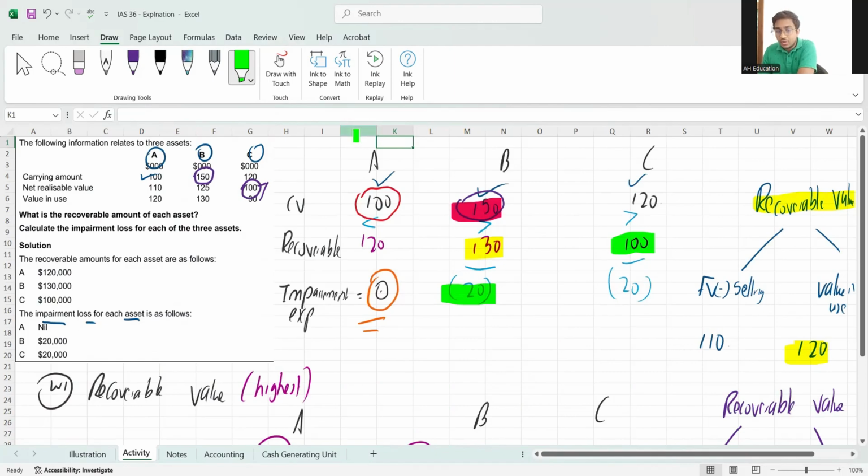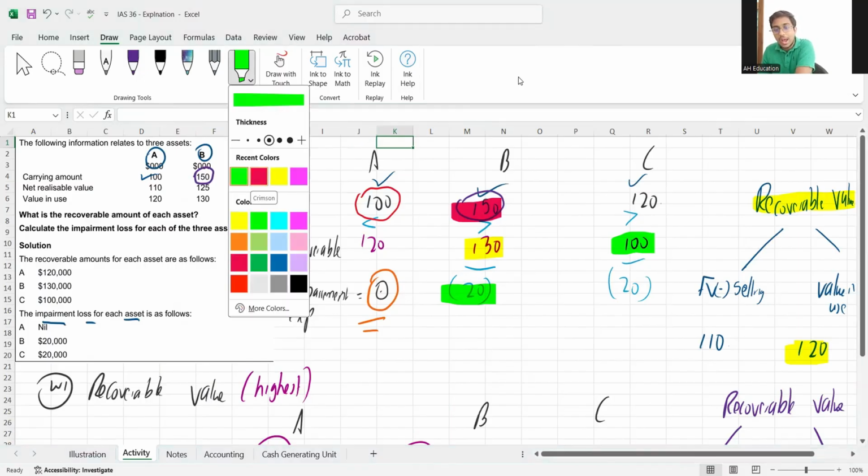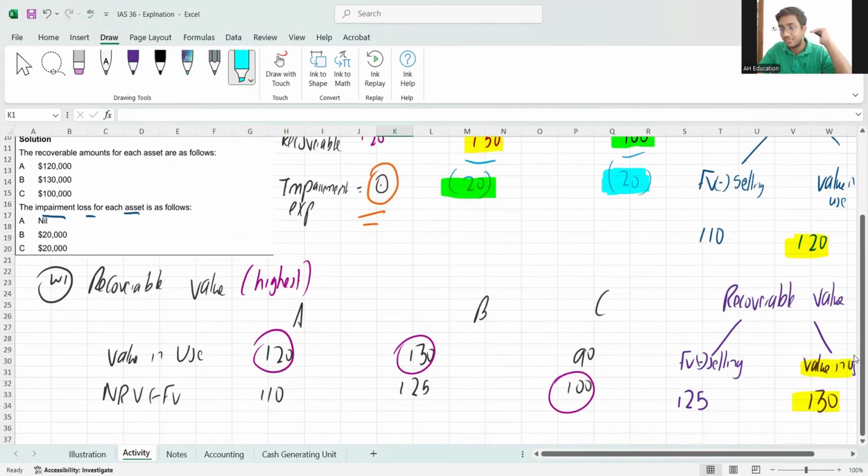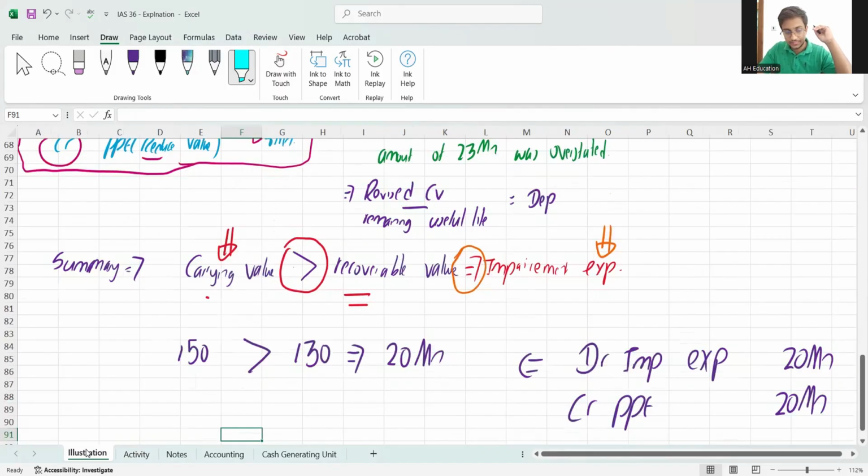If I sell this off in the market, I can only generate 100. But our accountants have shown it as 120. So here also, it is an overstatement of how much? 20. So this 20 needs to be impaired. The reason we are doing impairment is to bring it back to its actual market value, to bring it back to its actual selling price.